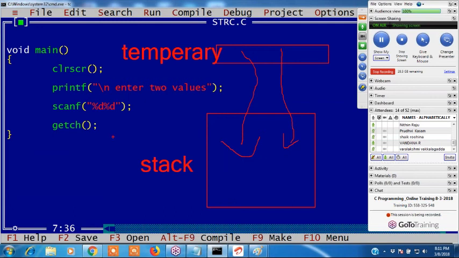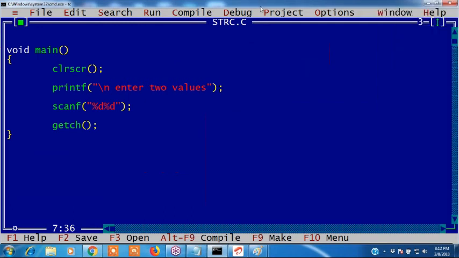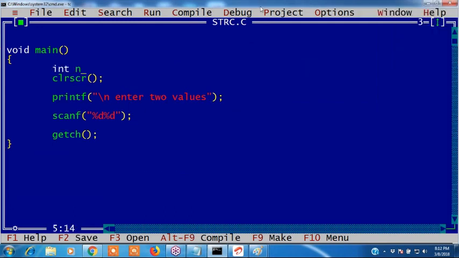Are you following? Example C. Now I want to take integer n1 and n2. Now I have to take n1 and n2. See what will happen. First I will read the first n1. Guys, see, first n1 I am reading. Enter n1.